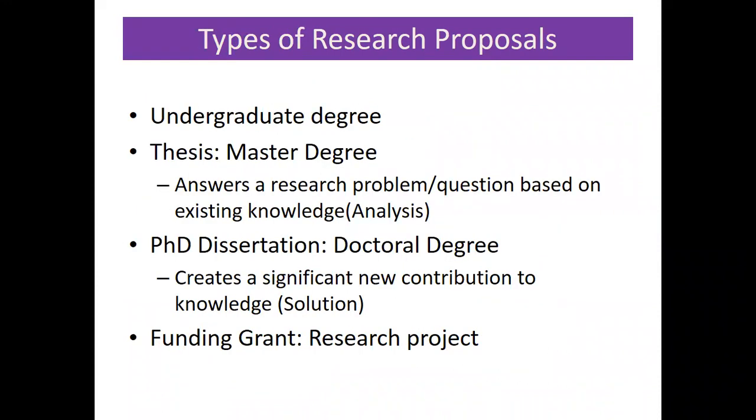Types of proposals. We have an undergraduate degree, which is yours. Very soon in a year you would be coming up with an undergraduate degree proposal to your supervisor, so that the person can properly supervise you. We have thesis, that's master's degree level, and we have the PhD level, and also the grant level. Recently, we were asked to come up with a proposal to bid for a research, something that we needed to tender in the proposal for them to accept whether we would do it or another group would do it. Okay.